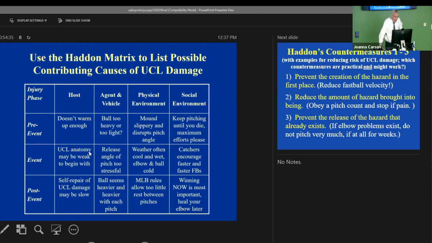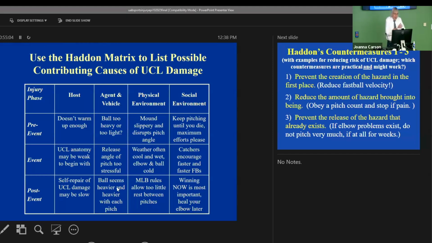Column 2 is agent and vehicle. Agent is the type of energy, kinetic energy, thermal energy, whatever. The vehicle means the means by which the energy was delivered. So in a car crash, which is not a sports injury, the agent would be kinetic energy, and the vehicle, in the other sense of the word, would be a motor vehicle, like a car, a truck, a bus. Okay? So, agent and vehicle.